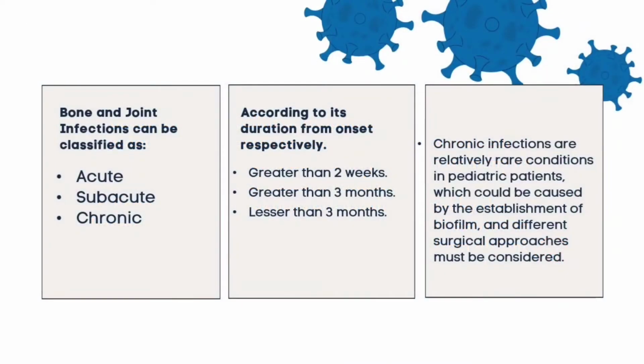Bone and joint infections can be classified as acute with an onset duration of less than 2 weeks, subacute up to 3 months, and chronic greater than 3 months. Chronic and subacute infections are common in adults, while chronic infections are relatively rare in pediatric patients, which can be caused by the establishment of biofilm, and different surgical approaches must be considered.